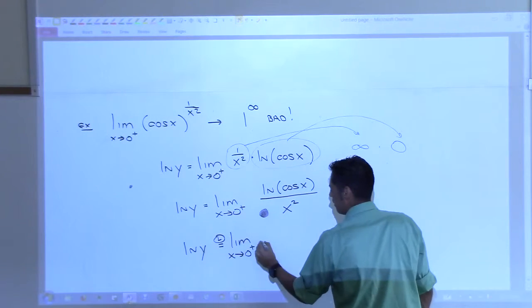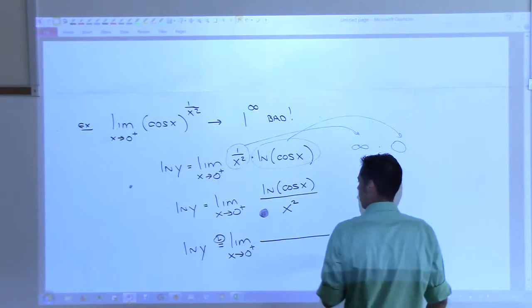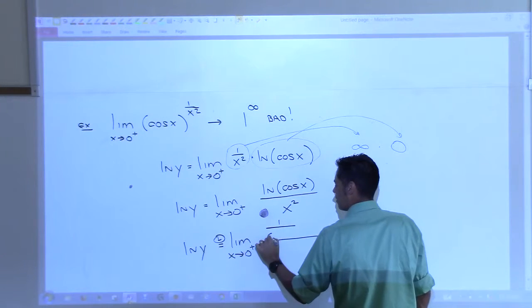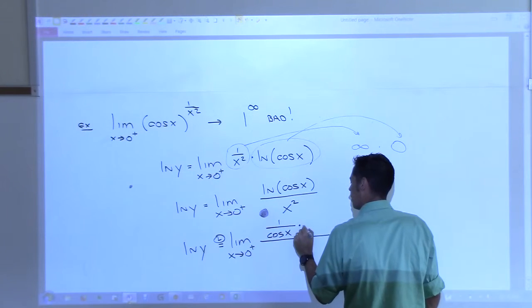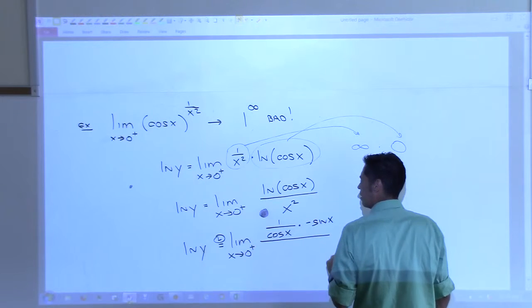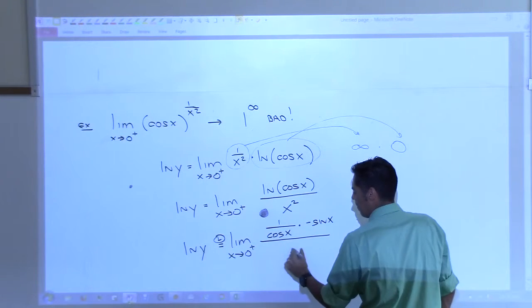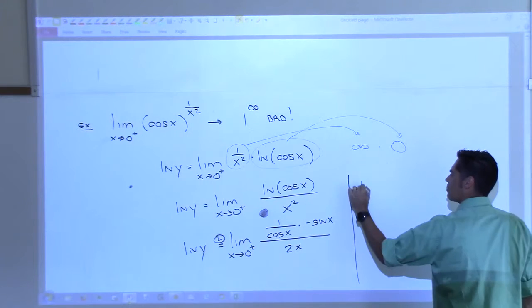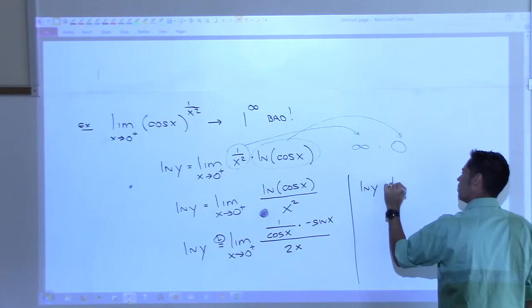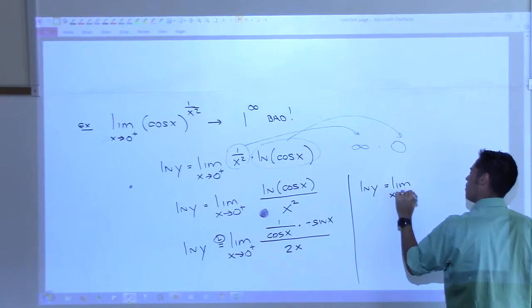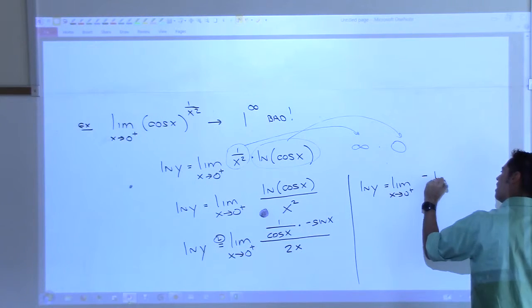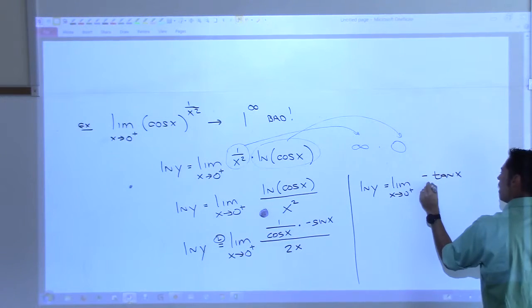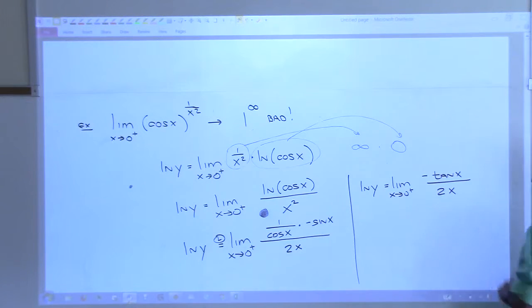What is the derivative of the top there? 1 over cosine x times negative sine x. And then derivative of the bottom, 2x. Top is negative tangent. Okay, you want me to write that? I'll go ahead and write that. We have natural log y equals limit x goes to 0 from the right of negative tangent x, I'm happy with doing that, over 2x.